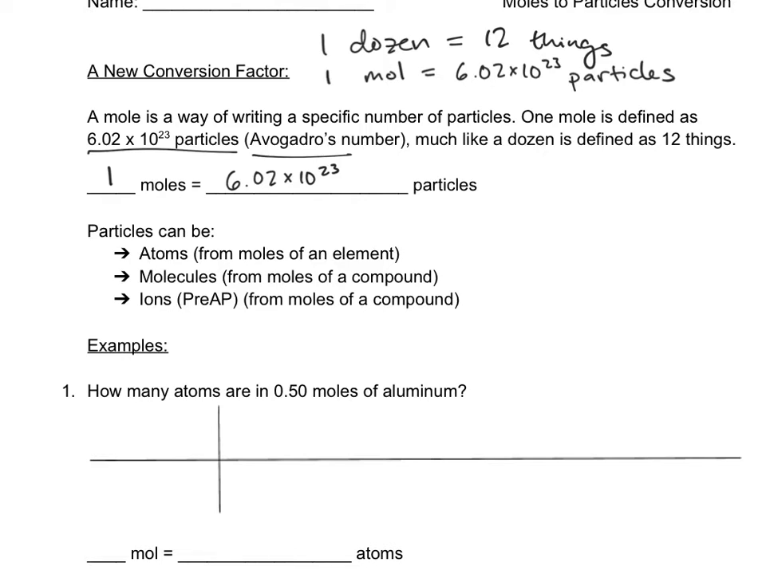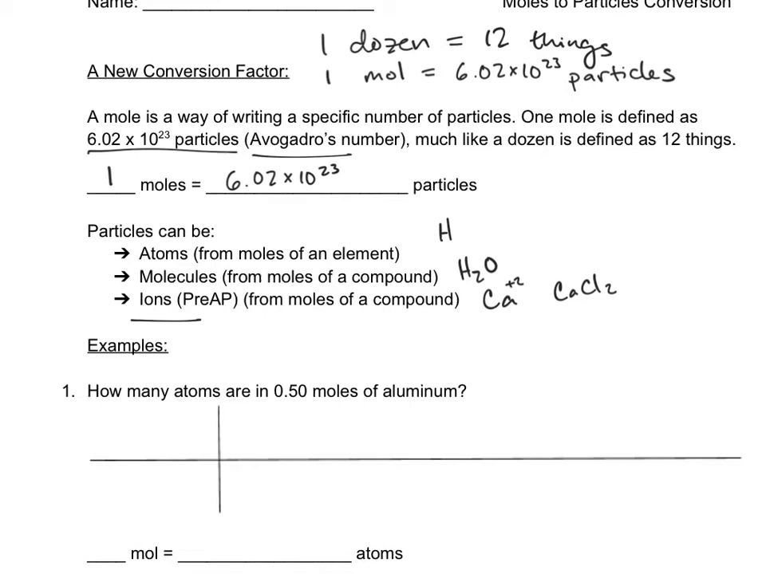Now, particles can be several different things. If you've got an element, its particles are atoms. If you've got a compound, its particles are molecules. So atoms would be hydrogen, or molecules would be H2Os. And then if you're in pre-AP, you may also need to go to ions. So that would be like calcium in the compound CaCl2. You'd say how many calcium ions are in so many moles of CaCl2. So particles can be any of these things depending on what you're starting with.